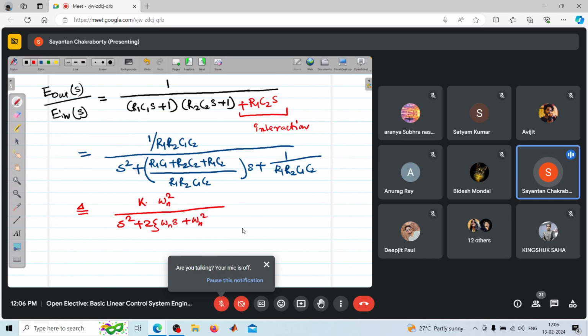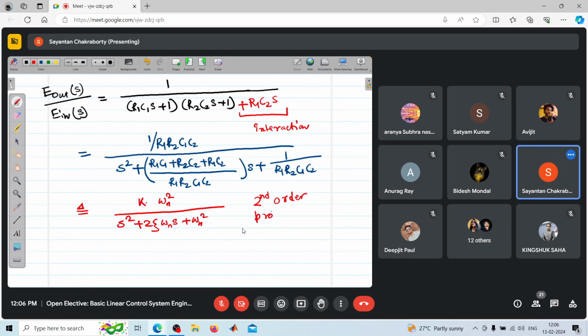What is the order of the system? This system order is 2. This is your second order prototype or standard form. Order 2 means it's a second order differential equation, and this number or order of the system depends on the number of energy storing element present in the circuit. Right? The total number of energy storing element is equal to the order of the differential equation.